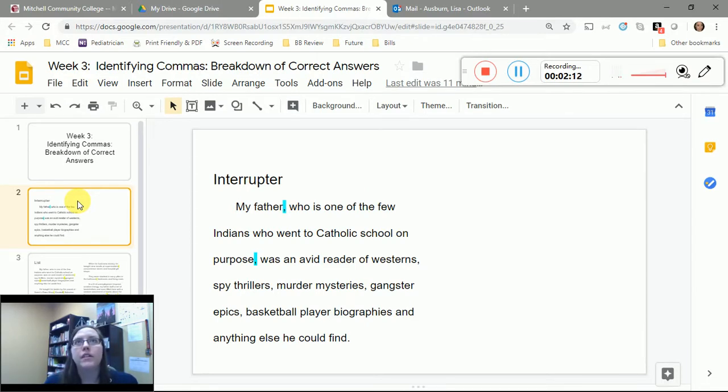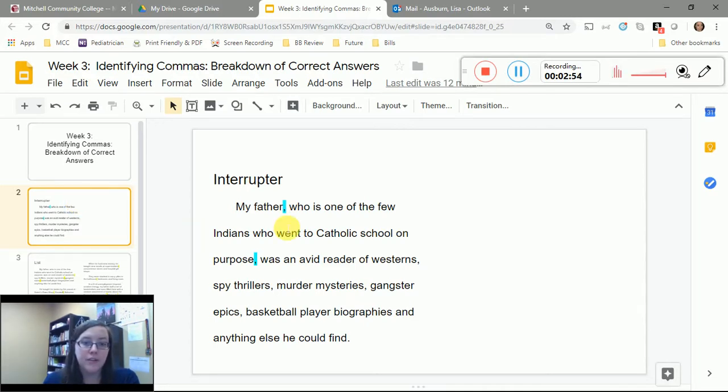So some ways that you could try to identify an interrupter would be, if you took that phrase out, is what came before it and what came after it a complete sentence? If it is, you might have an interrupter. If what came before it is a complete sentence and what came after it is a complete sentence, so then you would have 2 complete sentences back to back, you probably don't have an interrupter. You probably think that a dependent clause is an interrupter. So I want to do that test here with the interrupter.